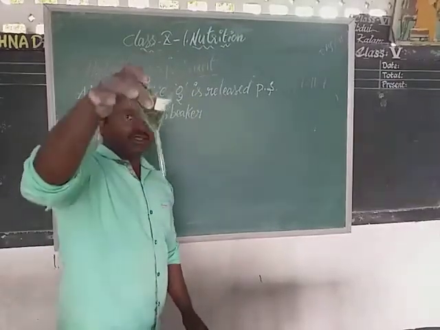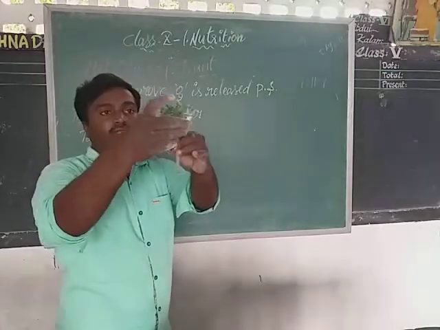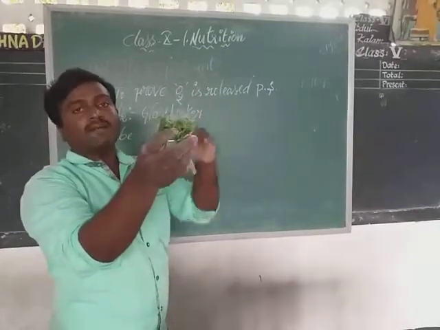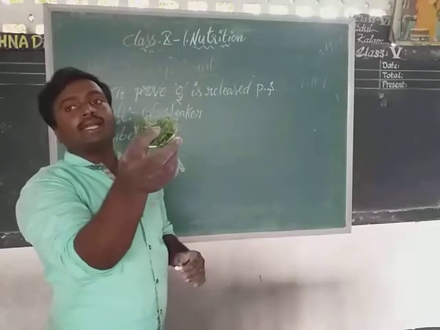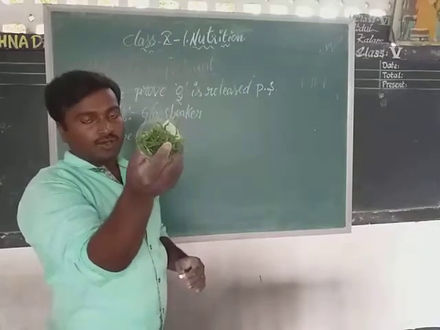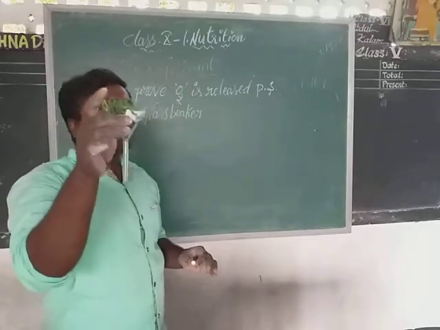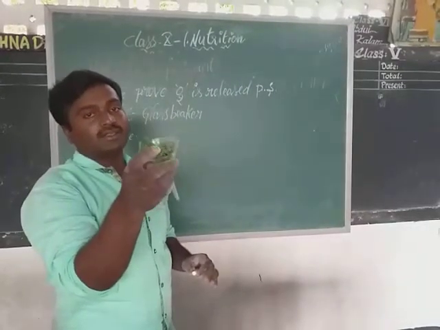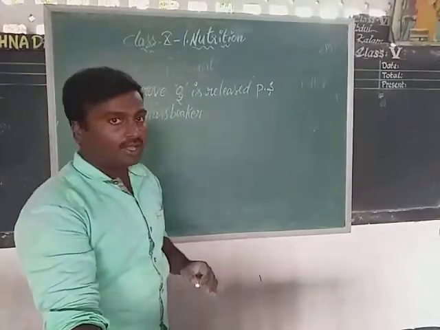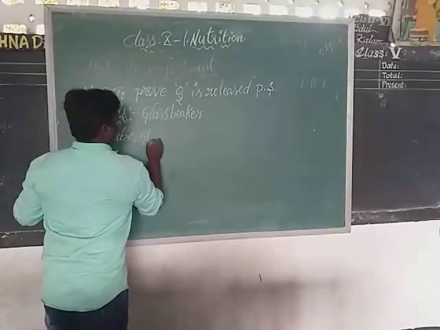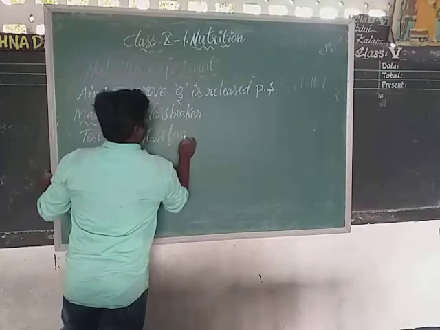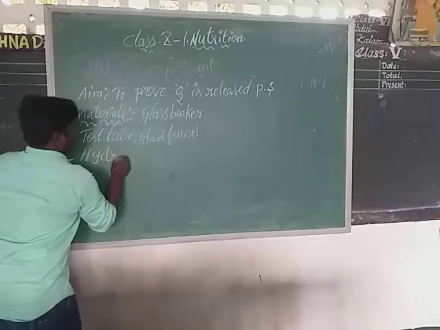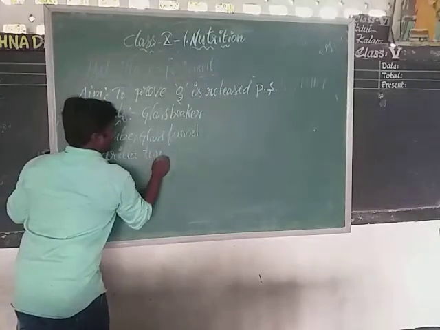And what do you know about this? A funnel. Inside of this funnel there are some twigs, branches of plants. These branches of plants are called Hydrilla twigs. First you need to take one glass funnel. Inside of that funnel, insert some Hydrilla twigs. So, one glass funnel and Hydrilla twigs.